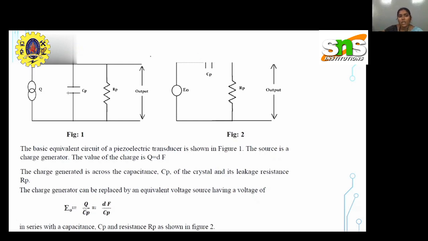Next, we will see the equivalent circuit of the piezoelectric transducer.